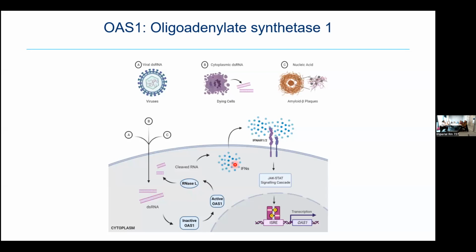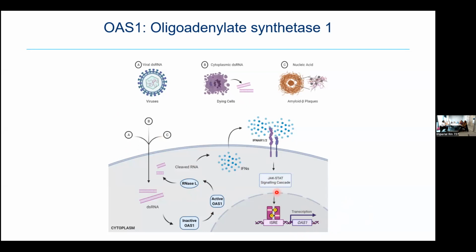So this process releases interferons, and they act through interferon receptors and then JAK-STAT signaling to cause a feed-forward loop and upregulate more interferon-responsive genes, of which OAS is one. So that's fairly clear on the viral side.